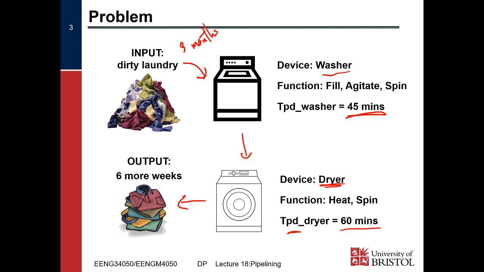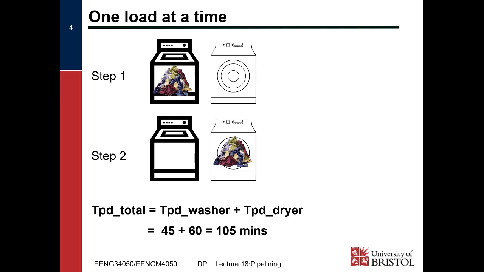The very simple way we could do this is the one load at a time process, where we take our dirty laundry and put it into the washer. We wait for the washer to do its thing. We then take it out of the washer, put it in the dryer, wait for the dryer to do its thing, and then take it out. The propagation delay of this whole process is the propagation delay of the washer plus the propagation delay of the dryer, which is 45 plus 60, 105 minutes.